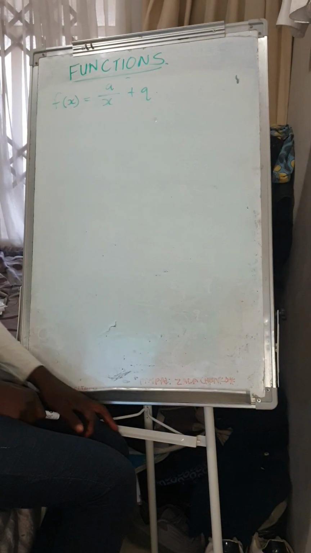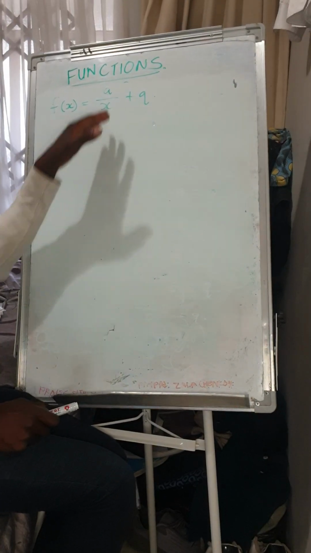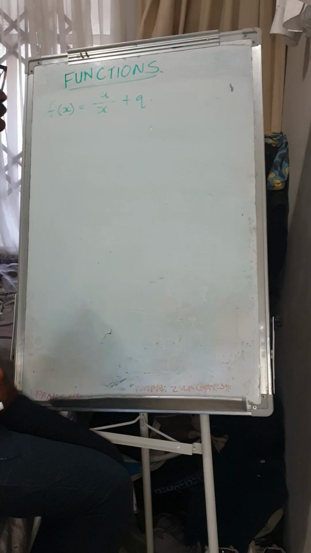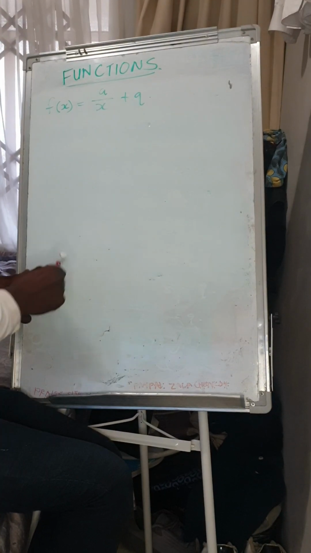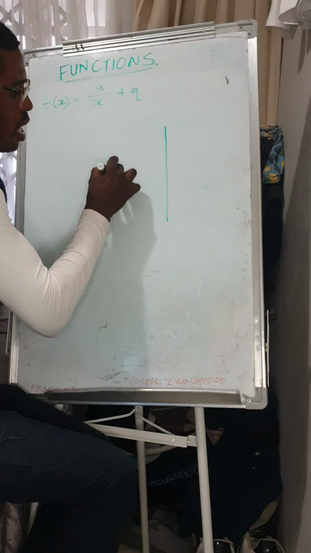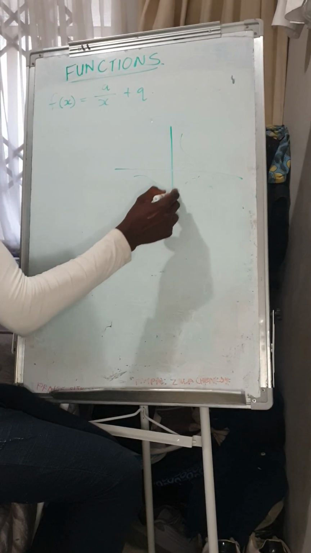With this one, it looks hard, but it's very easy. The value of a is going to determine which quadrant. A hyperbola is this kind of function. For example, it's like this, or it's like this.